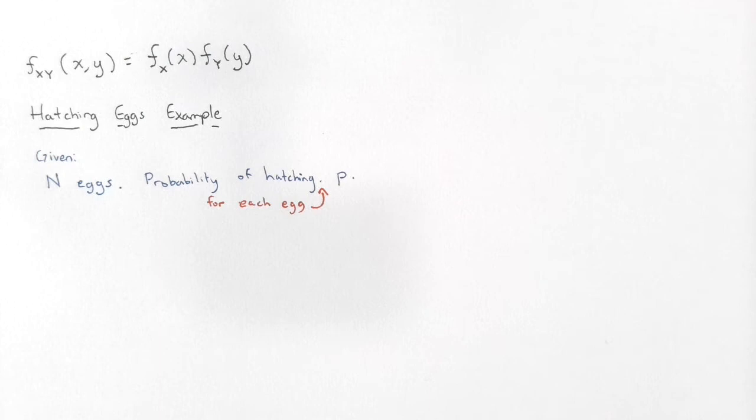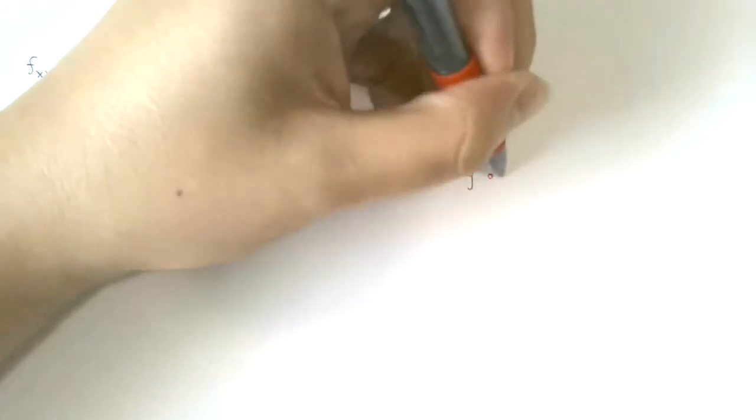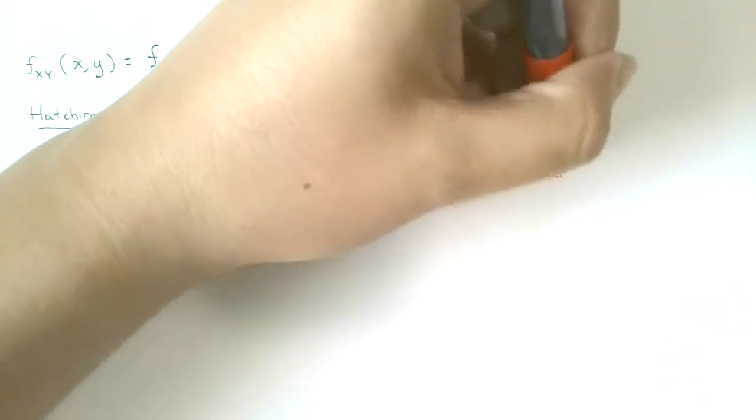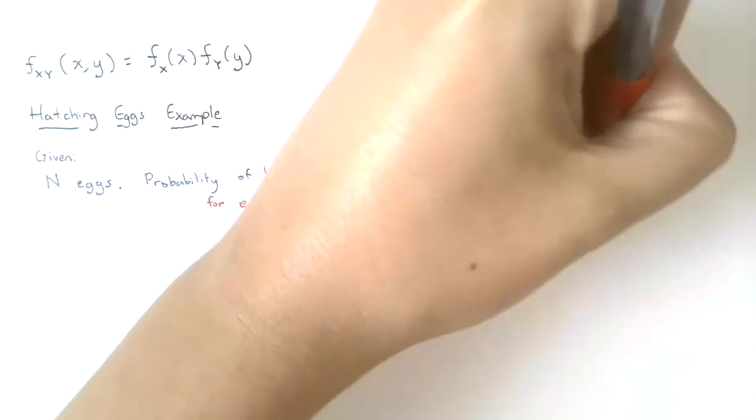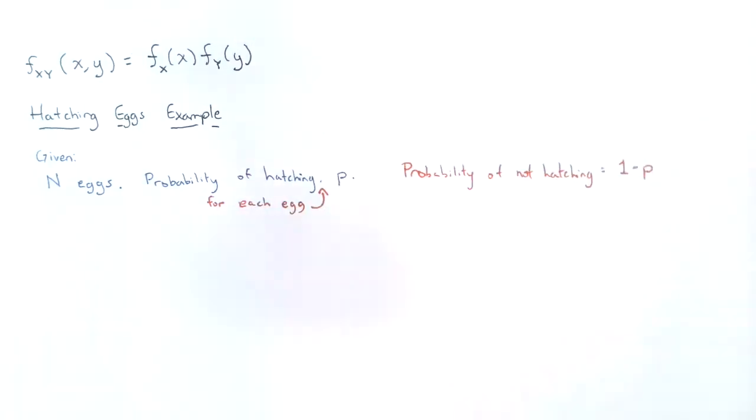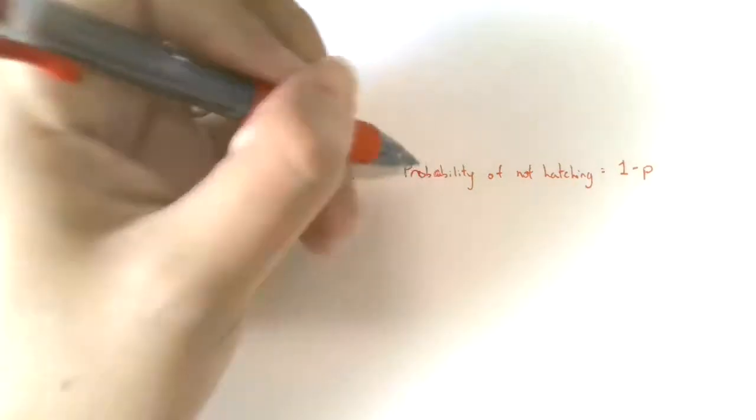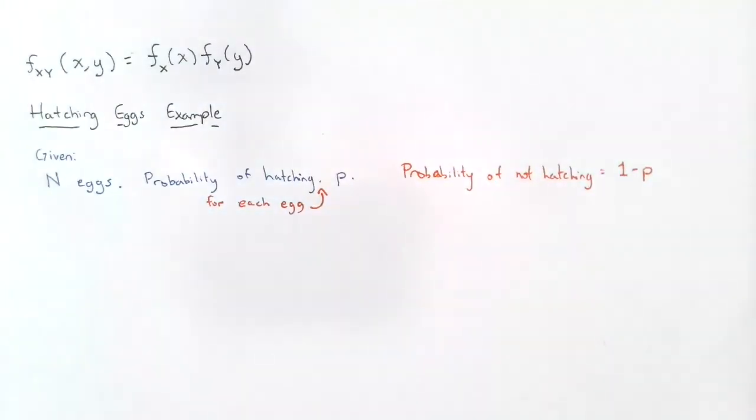Okay. Now, just to do a little bit of a review, if we have n eggs, each egg has a probability of hatching p. What do you think is the probability of not hatching for each egg? Yep, that's right, everyone. 1 minus p. Thank you. 1 minus p. Good. So we understand that, right? Probability of hatching is p. Probability of not hatching is 1 minus p. That's very good. All right.